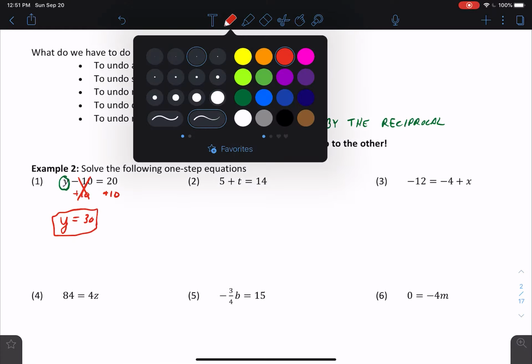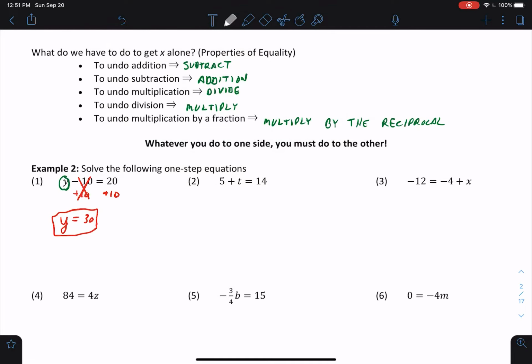And remember, we can always check our work. So if y equals 30, I can plug that back in for y into my original equation, and I want to see, does this actually result in a true statement? So if I plug 30 in for y, then I've got 30 minus 10, which is 20. Does 20 equal 20? Yes, it does. That's how I know I have the right answer.